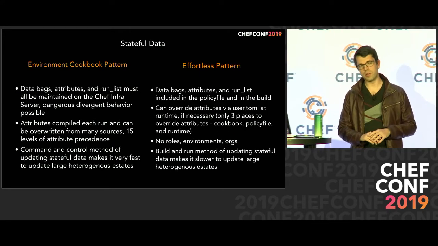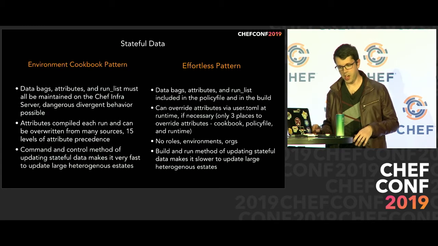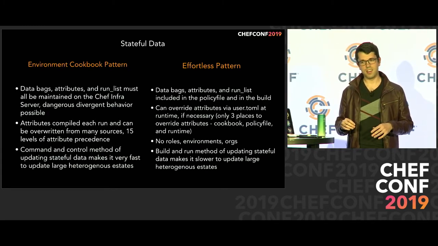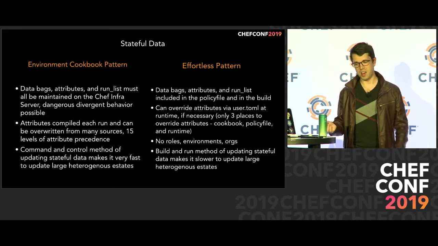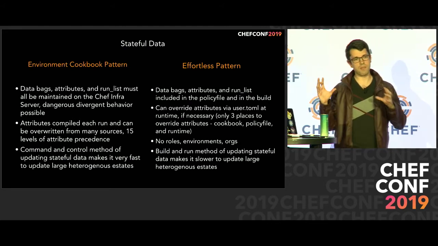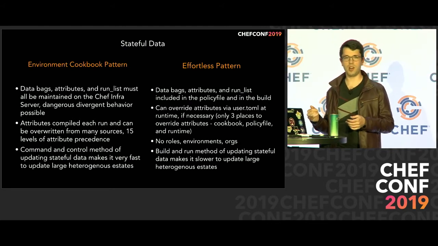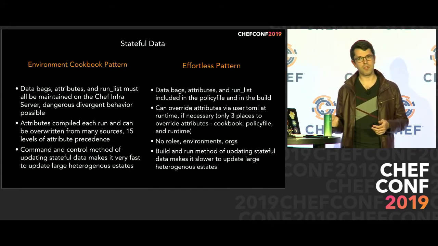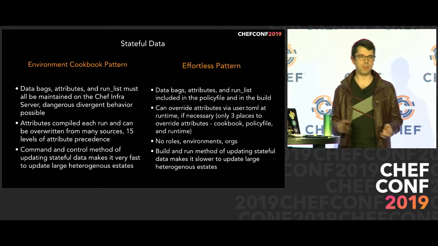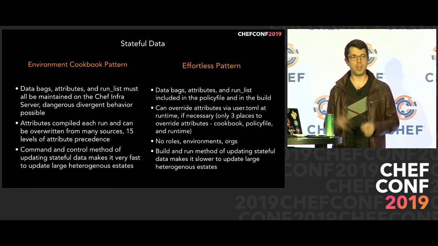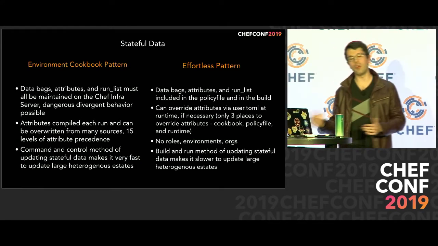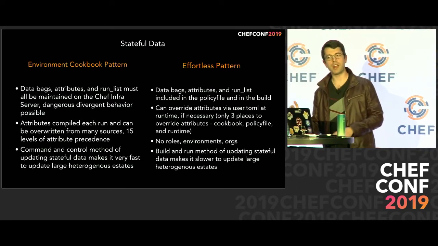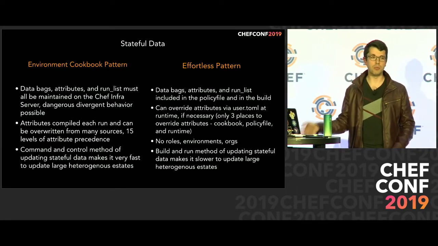So I'm not going to go too much into stateful data, other than to say that it can be a pain in the butt. And in the environment Cookbook pattern particularly, one thing I'll mention is that there's 15 levels of attribute precedence. So if you've ever used attributes to override things, you know that when they fail, not when you're overriding them, they work great when you're overriding them. But when they fail, figuring out what failed is really, really difficult.